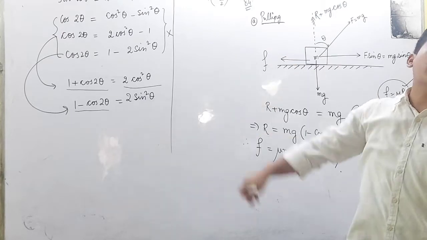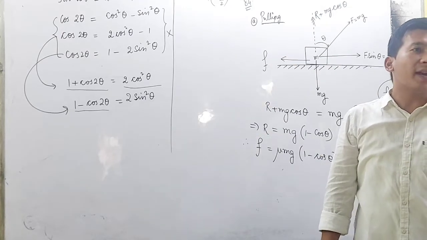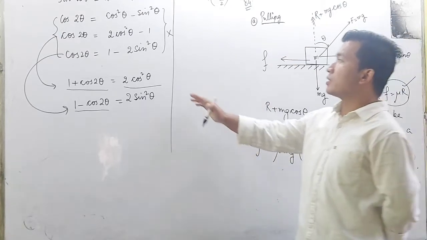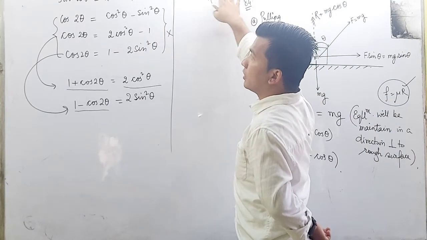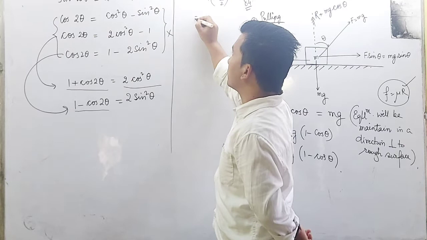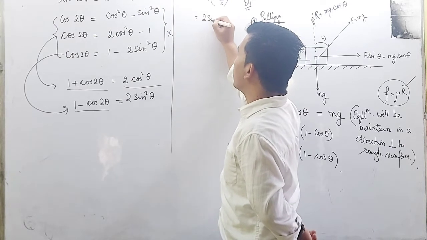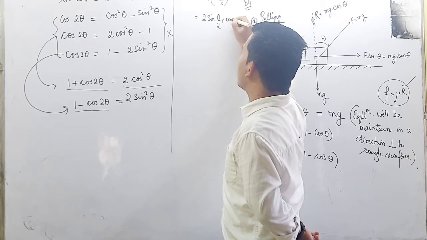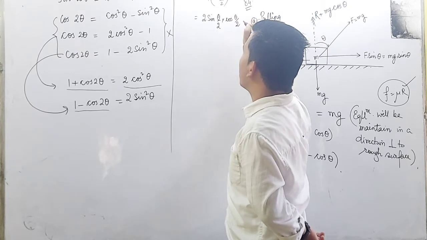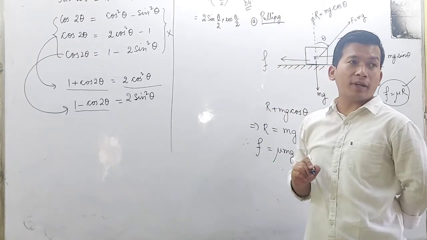Half of the angle theta. You consider this theta to be theta by 2, then we can apply the same formula. This is 2 times sin of theta by 2 and another will be cos of theta by 2.